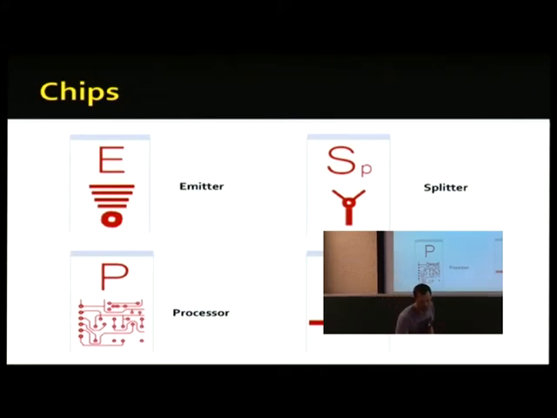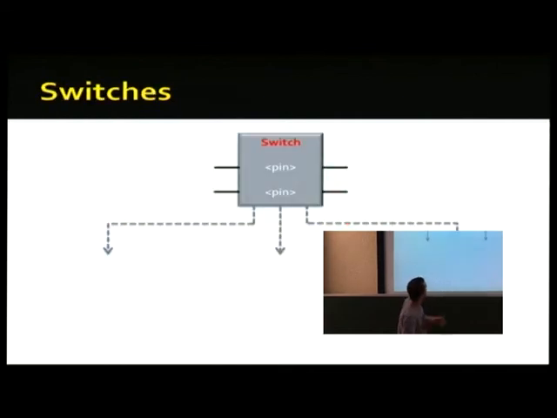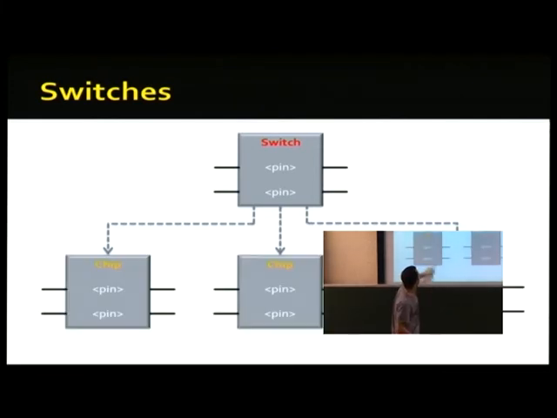So the way you do that is use this notion of a switch. And the switch is a chip, just like the other ones. So it has input and it has output. But in addition, it also has connections to children. And what it does to those children, other chips, is that it turns them on and off at every cycle.